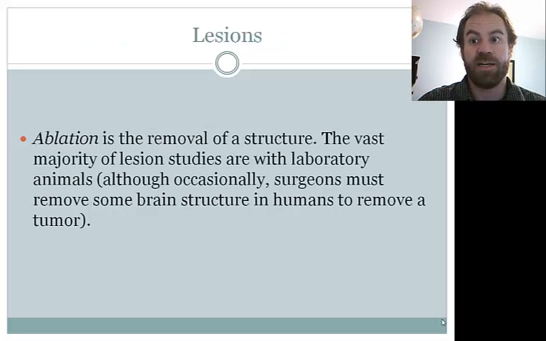Another method of identifying brain function is through ablation, or the removal of brain tissue. So obviously we can't just go around taking out parts of people's brains to see what happens, but we can perform procedures on non-human animals.